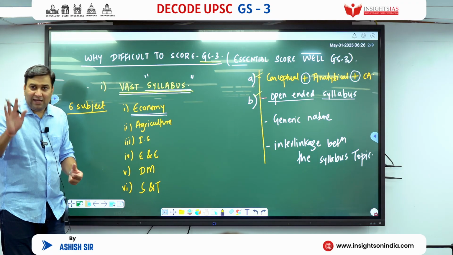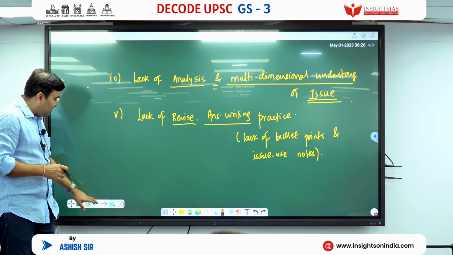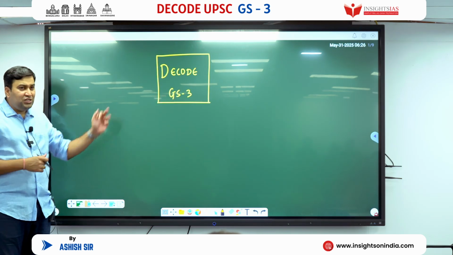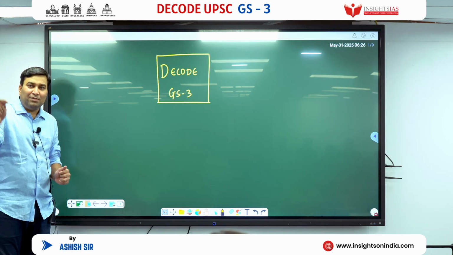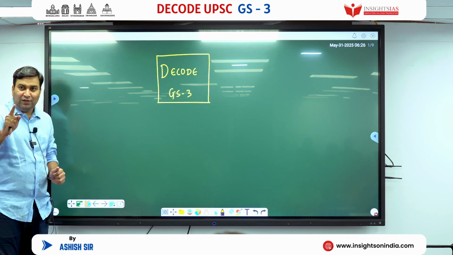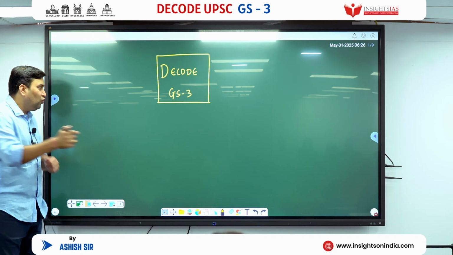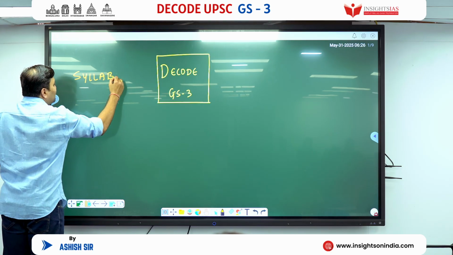Am I right? Now comes the most important point. So basically I started with this, something called decoding GS paper 3. First and the foremost important part here is syllabus. The first point is syllabus, which students don't know. It should be on the tip of the tongue. Second, you should know, first of all, syllabus. If you try to understand, first you should know syllabus.